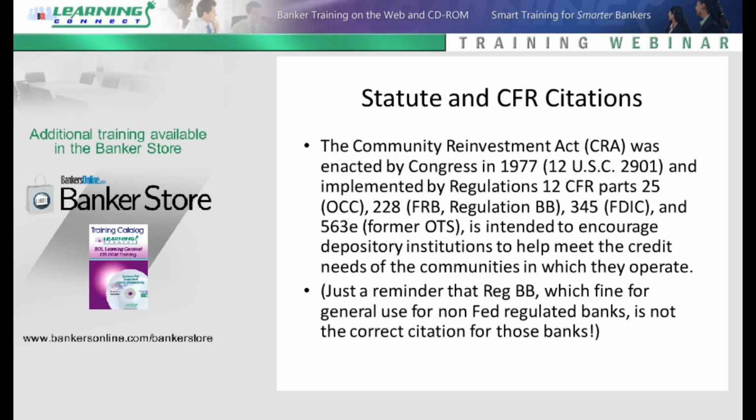The OCC's is 12 CFR 25. That's where they put the Community Reinvestment Act rules. The FDIC is at 12 CFR 345. OTS and the OCC, from what I can see, still has this sitting out there for the thrift banks. It's 563e. And the Fed Reg BB is 12 CFR 228. So it's fine, like I said, when you're just going for a quick link, go to Reg BB because it's an easy link right from Bankers Online. But just remember in your citations, if you're OCC, for example, it's 12 CFR 25. And you can go there and you'll see it's all the same reg, except they'll reference their addresses and that type of thing. So just keep that in mind.